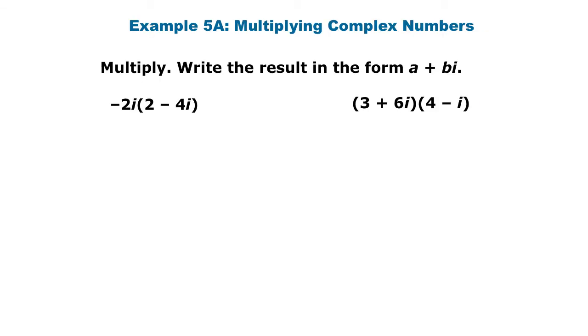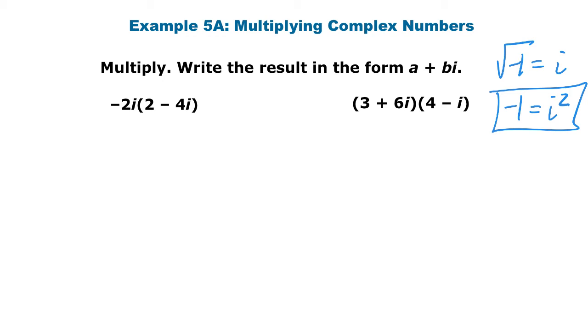Before we start multiplying here with imaginary numbers, let's just remember that the square root of -1 is i, which means that i squared is -1. So just keep that in mind. This is going to be really important when we're multiplying. So we're going to use our distributive property just like we normally would.